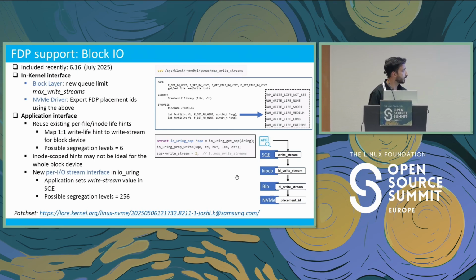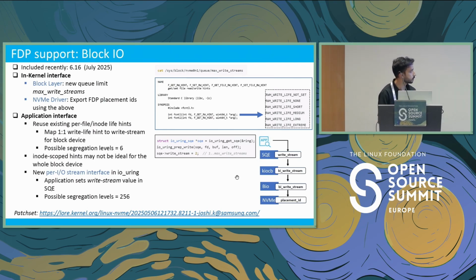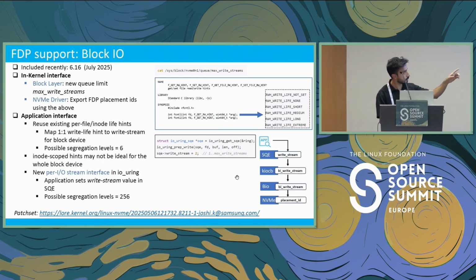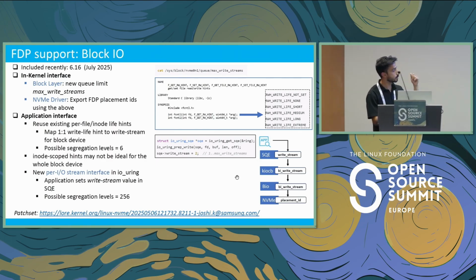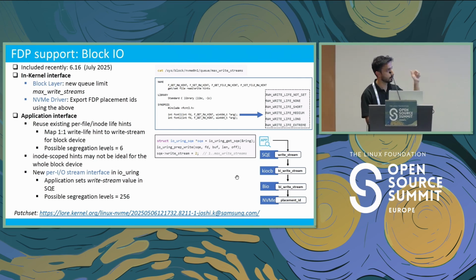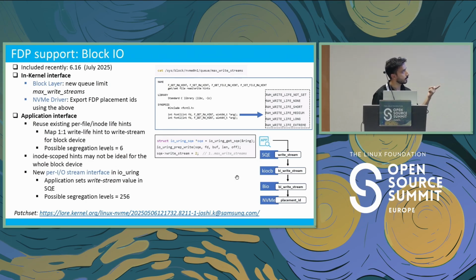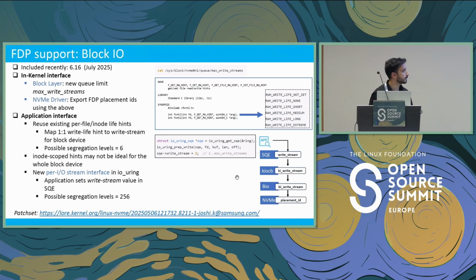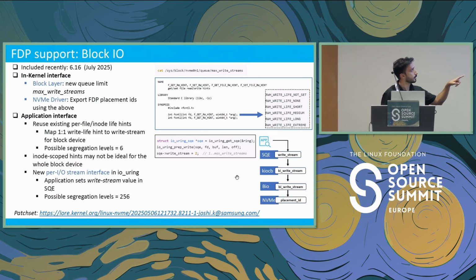So we also added something called a per IO stream interface in io_uring, and that is what that figure is for. The application is going to send an SQE. In the SQE there is a new field now, called write stream. You can put a value over there, and that value could be much larger, from 0 to 255. So you could actually specify 256 levels. The possibility of segregation is much more in this interface.